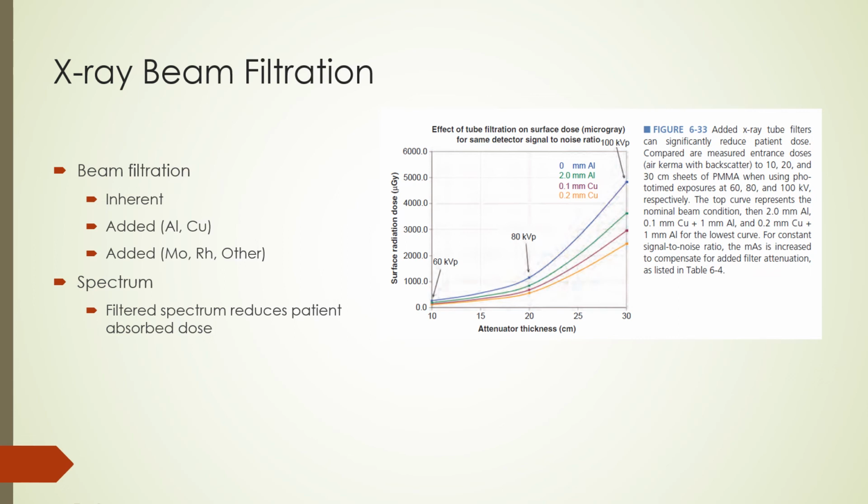In diagnostic X-ray tubes, copper or aluminum are used as added filter material. The effect of copper and aluminum filters on surface dose is shown on this graph. In mammography X-ray tubes, molybdenum or rhodium are used as the filter material. The use of molybdenum and rhodium with like targets allows the filter to selectively reduce the X-ray photons around the characteristic peak so that the beam is more monoenergetic.